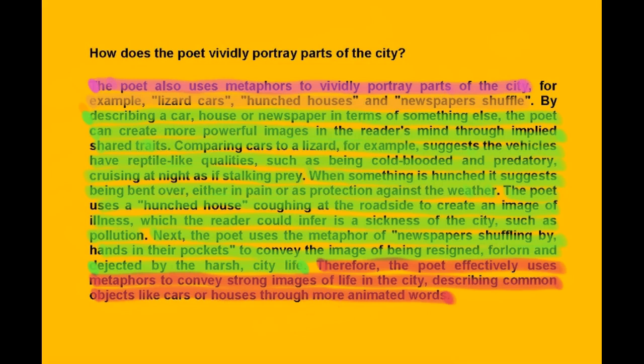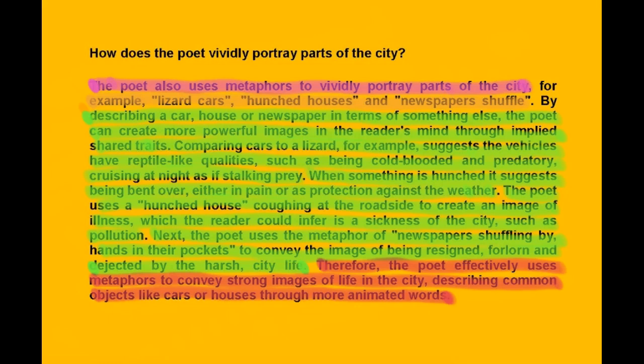And again, I bring your attention to the fact that the explaining and elaboration of the examples is by far the largest part of the paragraph. You have to spend time explaining and elaborating why your examples prove the point of the paragraph. In this way, it proves why the poet has used metaphors to portray parts of the city. That's where all of the explanation and elaboration comes in, and that's where you're going to score the highest marks.